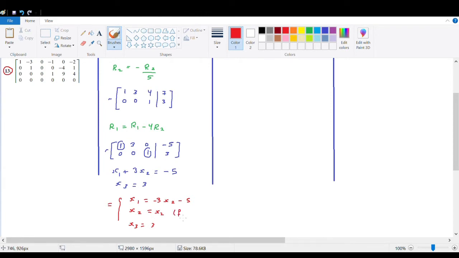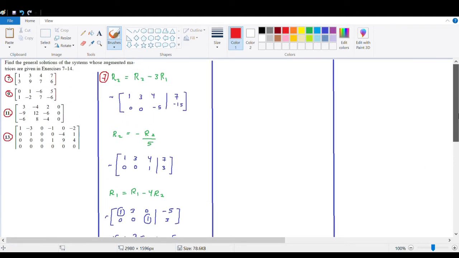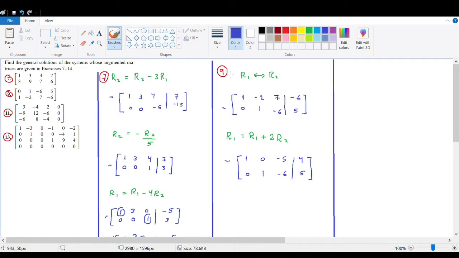Here we can add 3. So that means we can substitute any value for x2. Now let us do the same row operations also to reduce number 9. So the first step, we interchange row 1 and row 2. Then we make row 1 equal to row 1 plus 2 row 2. So now we reach the reduced echelon form.